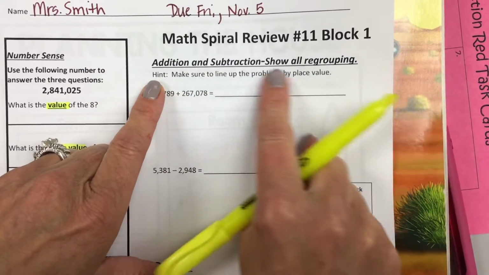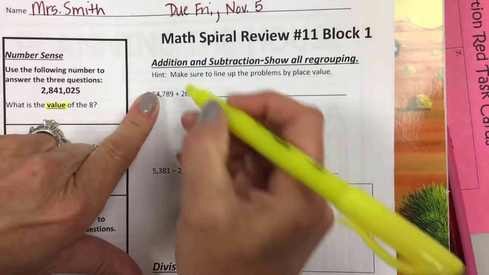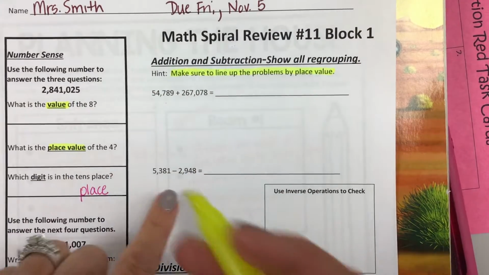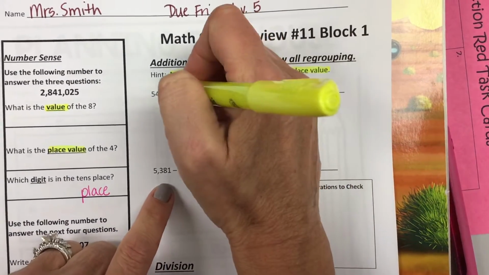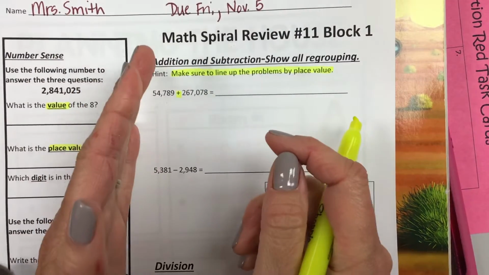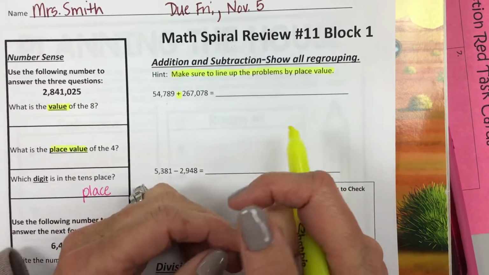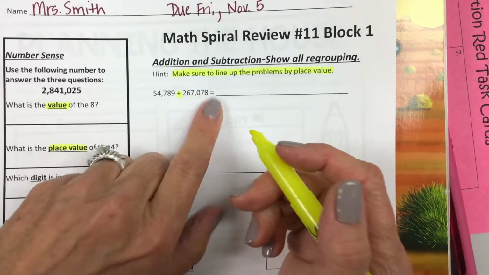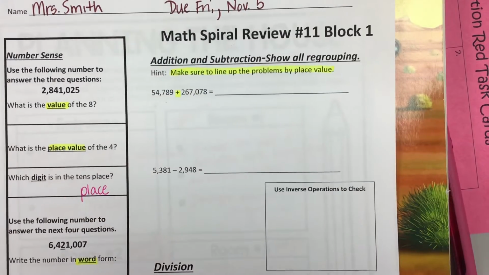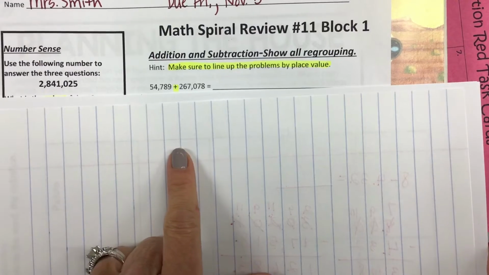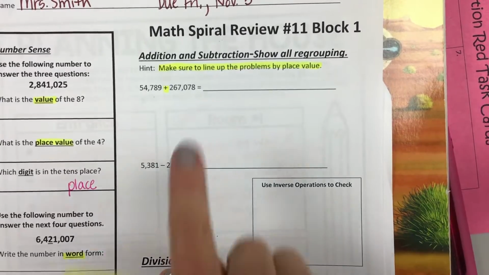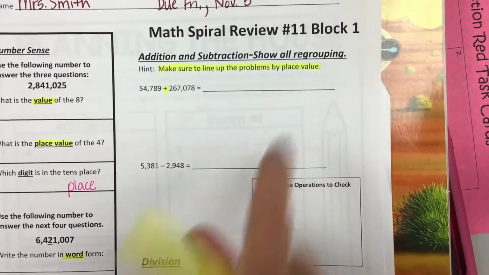Addition and subtraction show all regrouping. Hint, make sure to line up the problems by place value. Pay attention, the first one is addition. You're going to need to rewrite this problem up and down. If you have really messy handwriting or you have a hard time lining your numbers up, please get out a piece of notebook paper and write the numbers up and down, one digit per column. Don't forget that you'll need to put the answer on the blank.